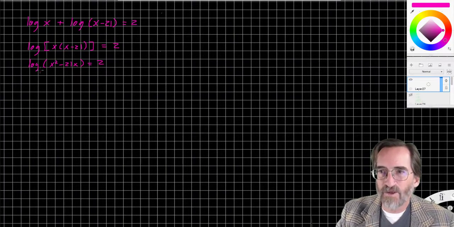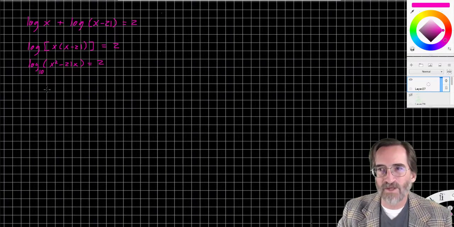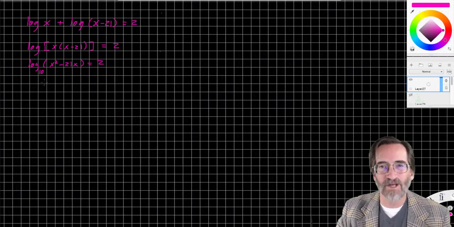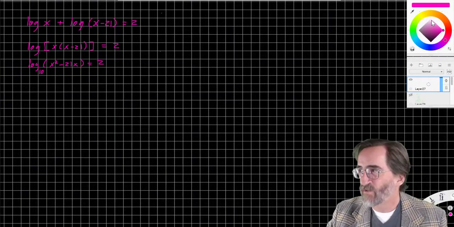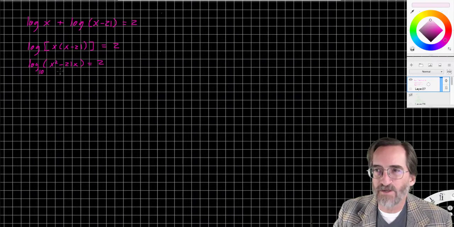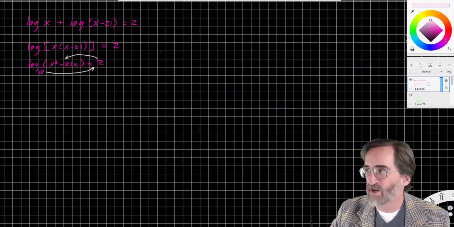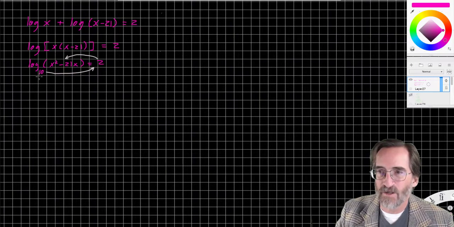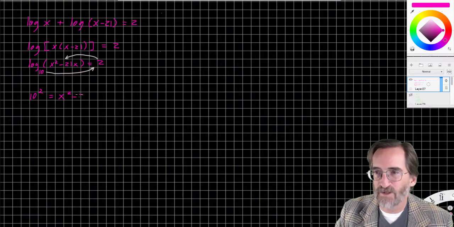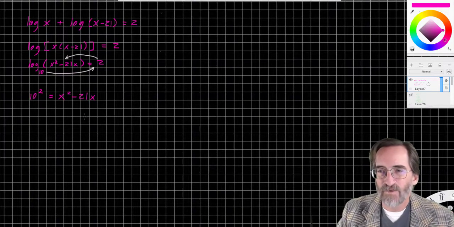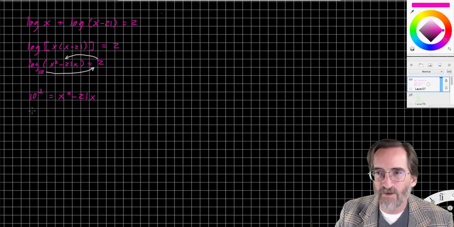Now I'm going to write the base here because I'm going to use that to rewrite this as an exponential equation. Remember, the answer to a log is always an exponent. So 10 to the power of 2 equals x squared minus 21x. That's how we turn it into an exponential equation. The base, 10 to the power of 2, equals the argument of the log, x squared minus 21x. And 10 squared is just 100.